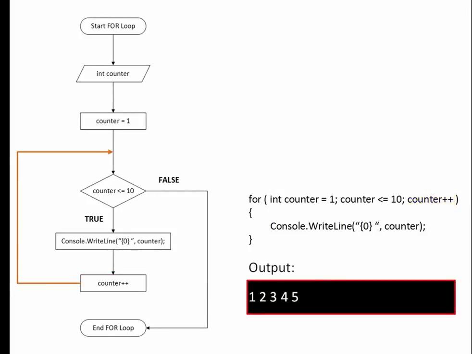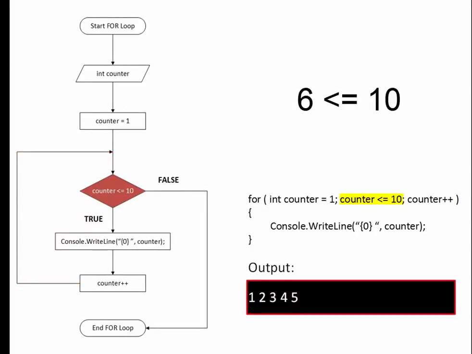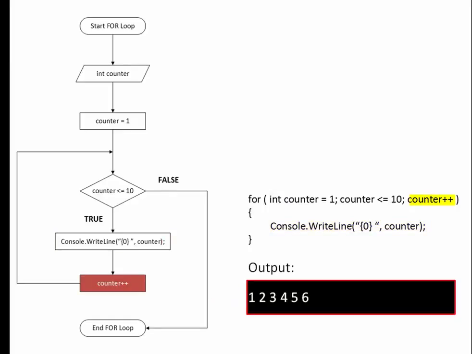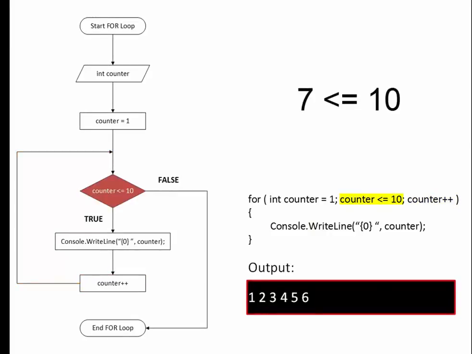The process is repeated and the logical test of the loop continuation condition is reevaluated. Because 6 is less than or equal to 10, we continue the process by executing the statements in the loop. The 6 is now displayed onto the screen. The counter is incremented. Counter is now 7. The process is repeated. The counter of 7 is less than or equal to 10, so we continue.